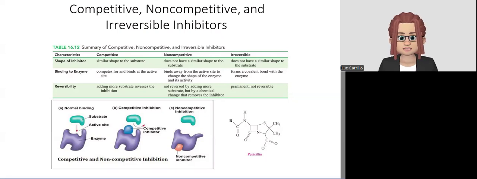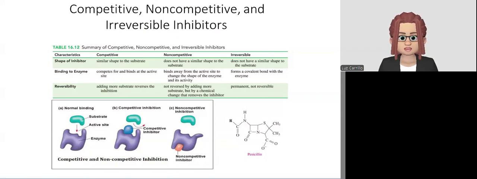If this is the normal interaction between the substrate or reactant and the enzyme, competitive inhibition happens because your inhibitor is going to have a very similar shape to the substrate. So what that means is that it's going to be able to bind to the active site, and then the substrate itself cannot bind to the active site, and that's why it's called a competitive inhibitor. Competitive inhibitors are actually reversible, and how you reverse their action is by adding more substrate.